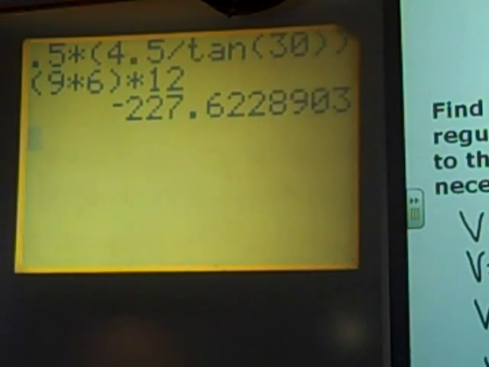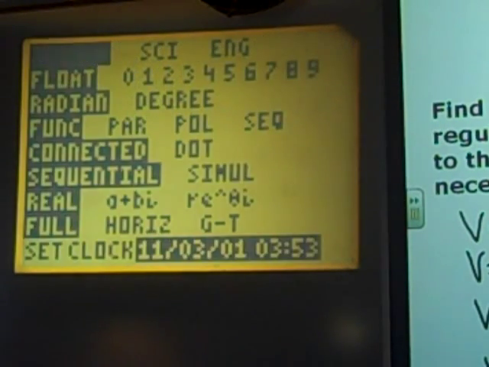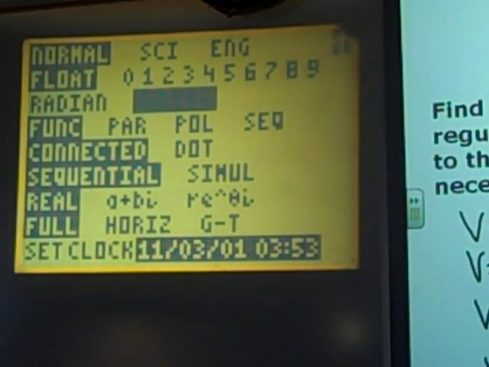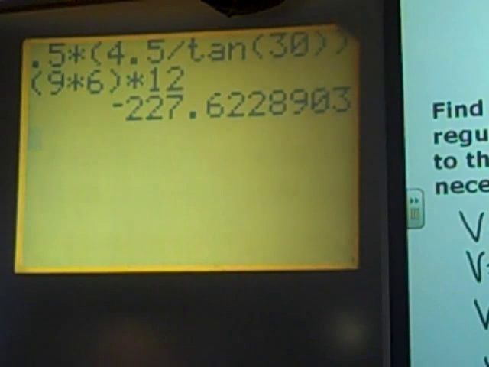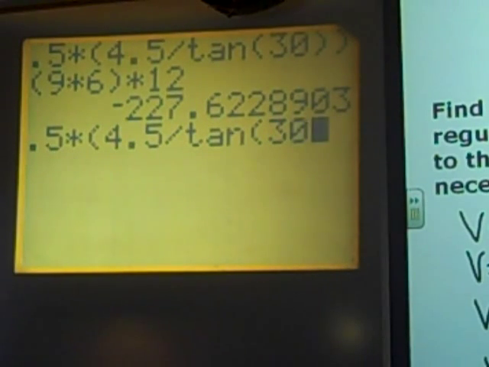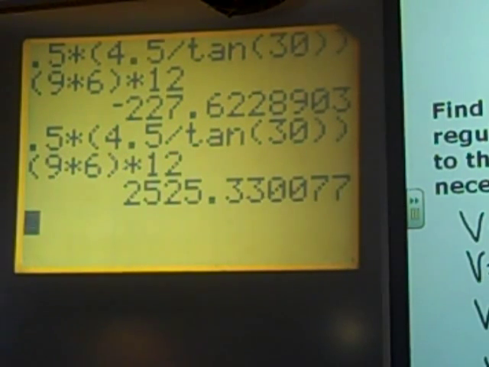And then I need times the height of the prism. And if you don't put your calculator in degree mode, you end up with a crazy number that doesn't make sense. So I'm going to try it again. 0.5 times 4.5 divided by the tangent of 30 times 9 times 6 for my perimeter times 12, and that makes a whole lot more sense, folks.